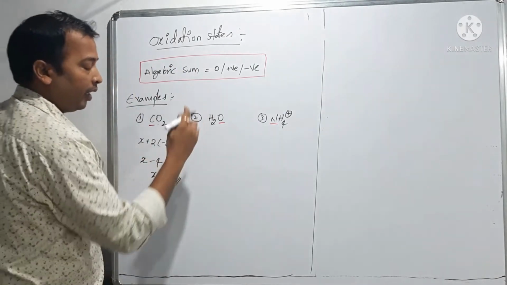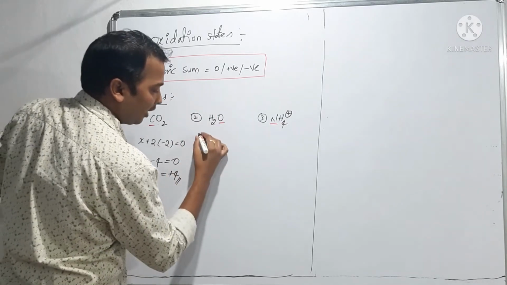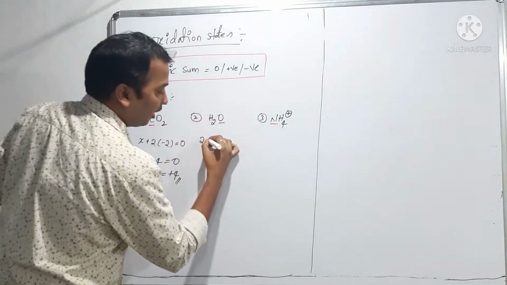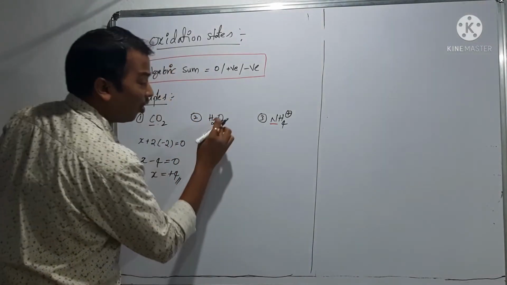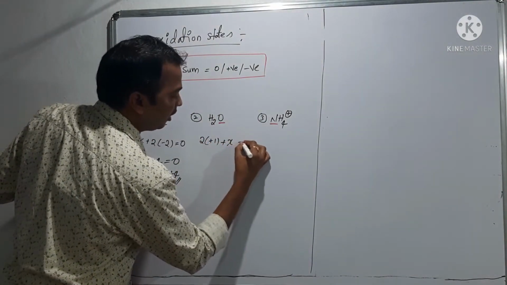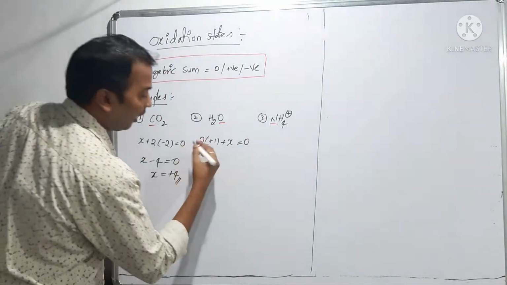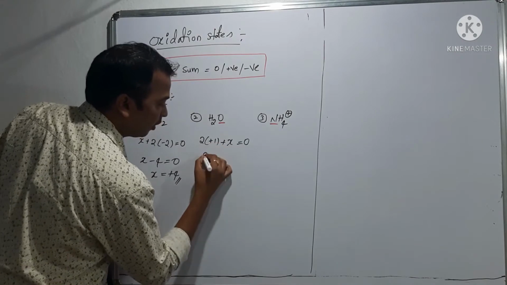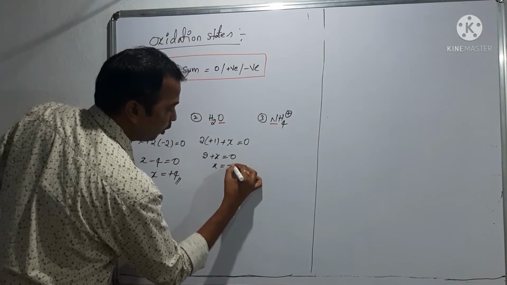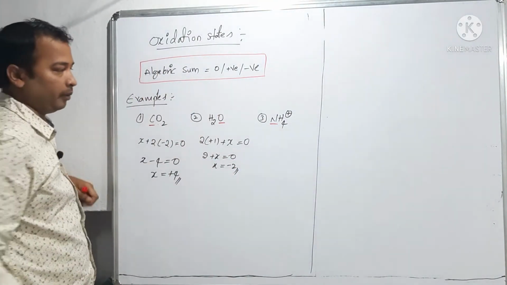And coming to H2O, here they are asking what is the oxidation state of oxygen. So I am taking 2 hydrogen atoms, and each hydrogen atom carries a plus 1 charge because it is with a non-metal. Plus we don't know the oxygen, so I am taking x, and the overall charge equals 0. Then we can write 2 into 1, 2 plus x equals 0, then x equals minus 2. So minus 2 is the oxidation state of oxygen in this one.